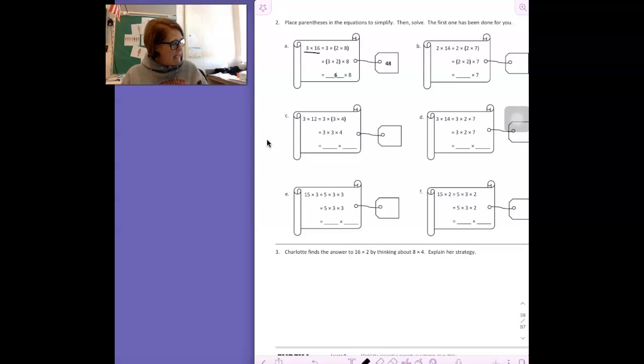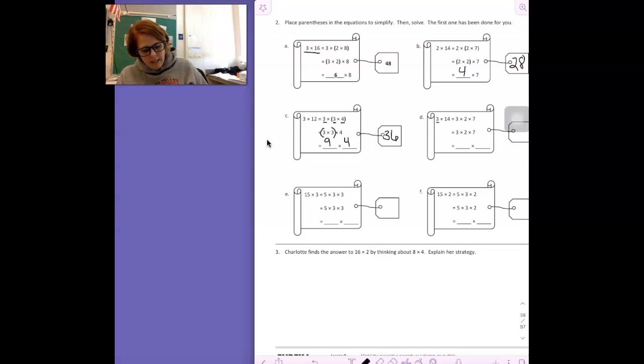So let's look at letter B. Letter B, we are doing 2 times 14. So we break that out to be 2 times 2 times 7. We regroup and do 2 times 2, which is 4, and 4 times 7 is 28. Let's look at letter C. Letter C, we've broken down 3 times 12 into 3 times 3 times 4. We're going to regroup and do 3 times 3, which is 9, times 4, which is 36.